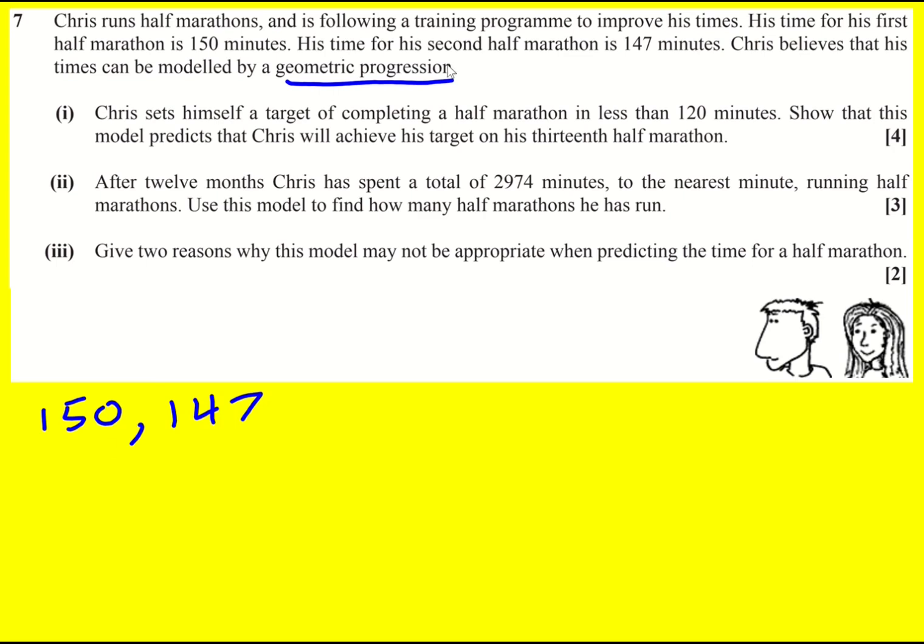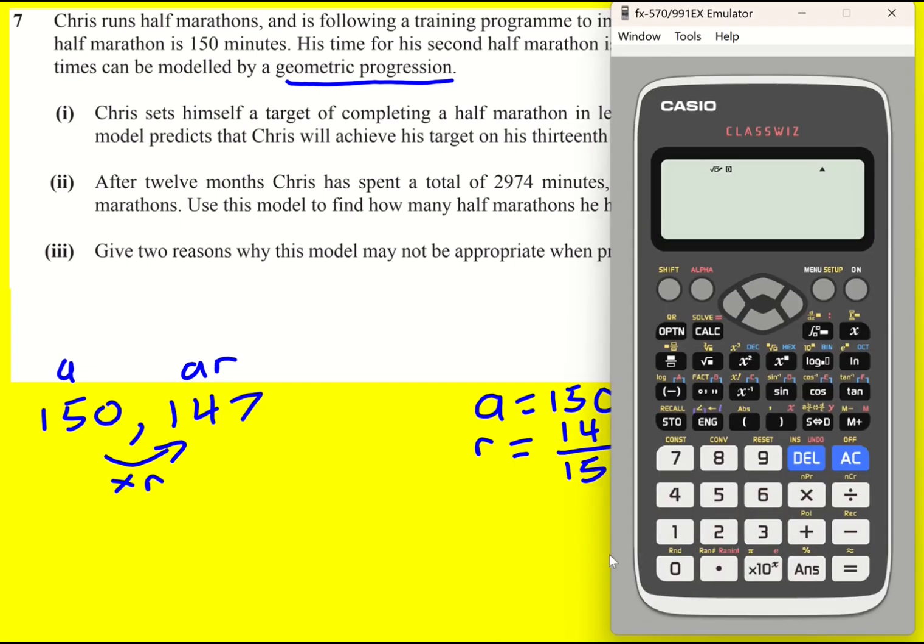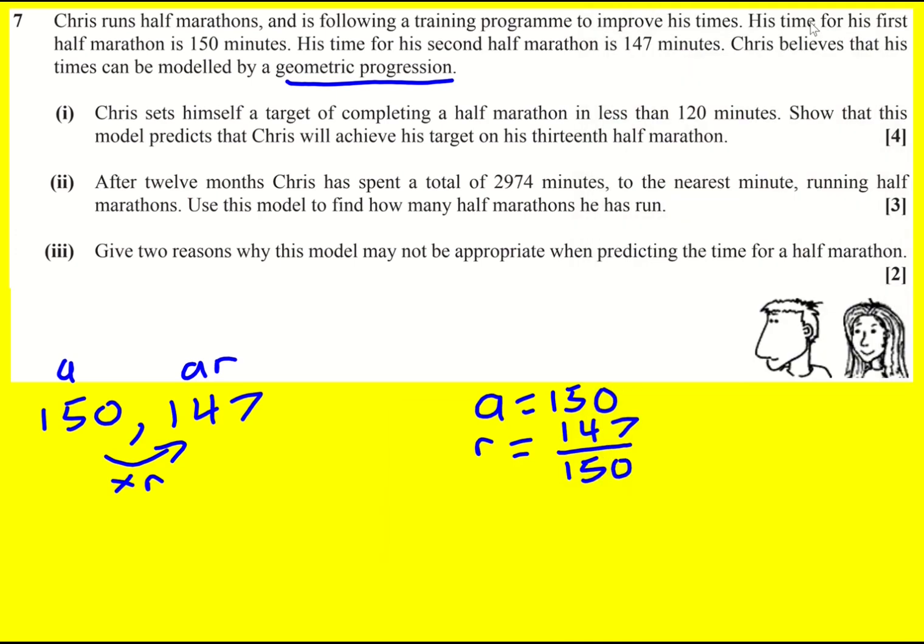A geometric progression is basically when you have a starting term a, and then every time you're timesing by r. So the next term would be ar. And therefore, in this case, to work out r, we need to just do the second term divided by the first term. So we've got a is 150 and r is going to be 147 divided by 150. We can leave it as a fraction, but let's see what it comes out to be if we put it on a calculator. Okay, so 0.98. So it's going down by 2% every time.